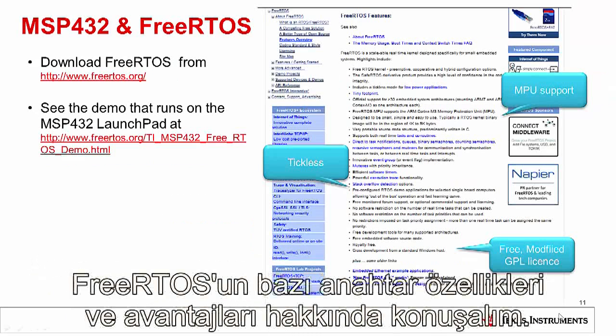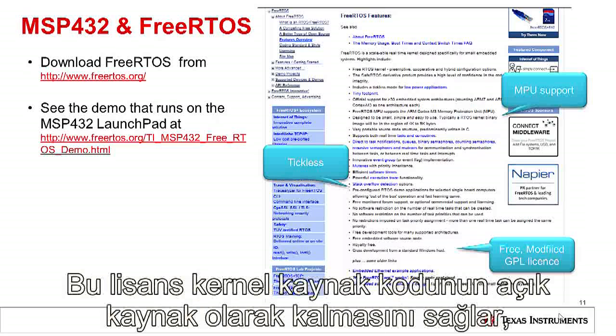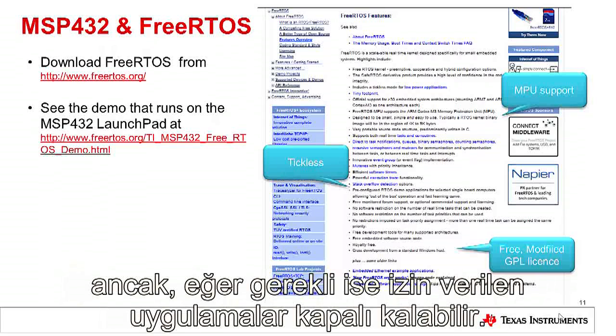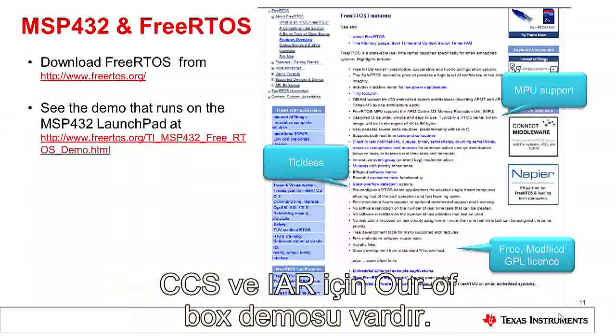Here are some of the key features and advantages of FreeRTOS. FreeRTOS by name is free and is provided with a modified GPL license. This license makes the kernel source code remain open source, while the rest of the application can remain closed if needed. It's compiler agnostic and supports CCS, IAR, Keil, GCC, and Tasking compilers. The out-of-the-box demo is available for CCS and IAR.